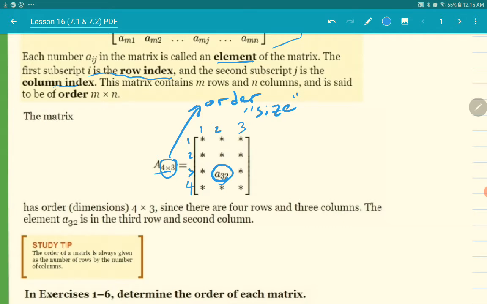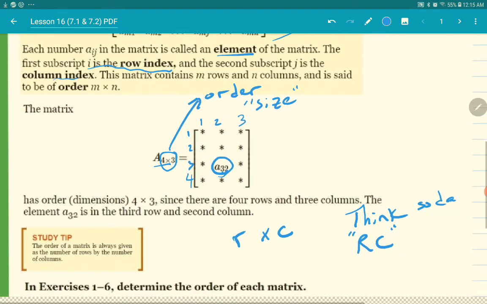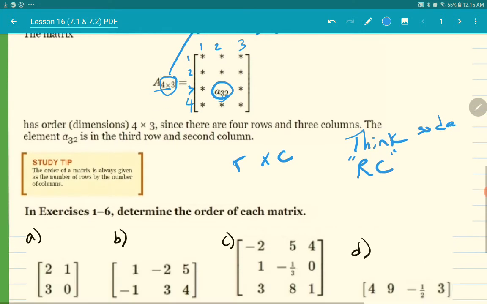The order of a matrix is always given by the number of rows by the number of columns. So I always think R by C. It's common to mix up 3x4 or 4x3, and I don't know which one it is, so I always try to remember R by C, like the soda RC. That's my trick to remembering that.